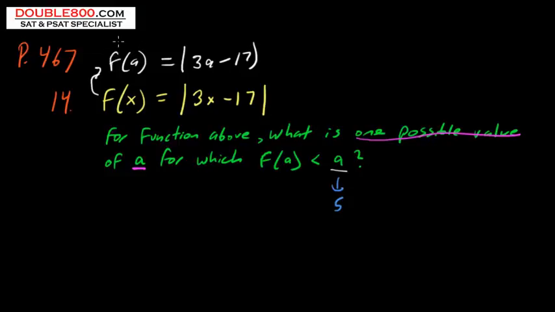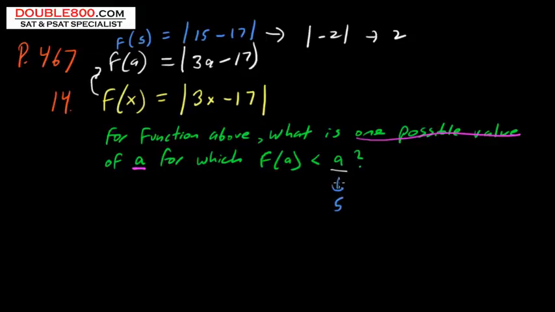So f of a is going to be f of 5. All right, we have to figure out the function. That's going to be the absolute value. We do the operation first, so it's 3 times 5, that's 15, minus 17. And that converts now to the absolute value of negative 2, and that converts to 2. That is the value of f of 5 when we plugged in 5.